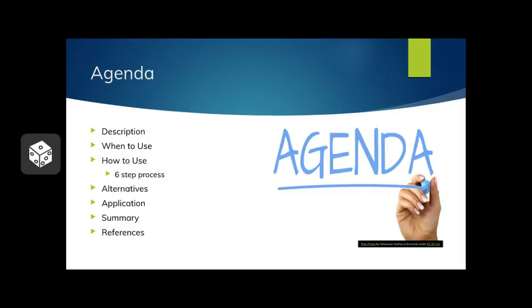Quick agenda. I'm going to go over the description of what a focus group is. I'm going to talk a little bit about when to use one, when it's appropriate to use one. How to use it: there's a 6-step process with some sub-points to discuss. Go over a couple of alternatives to the focus groups. Talk about an application as it pertains to quality. Run through a brief summary, and finally some references.